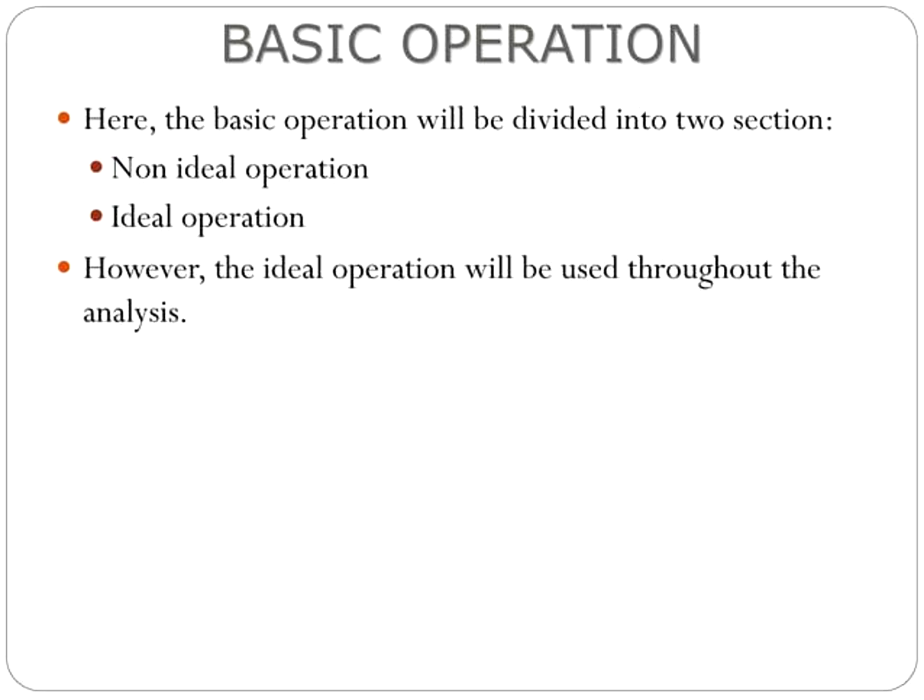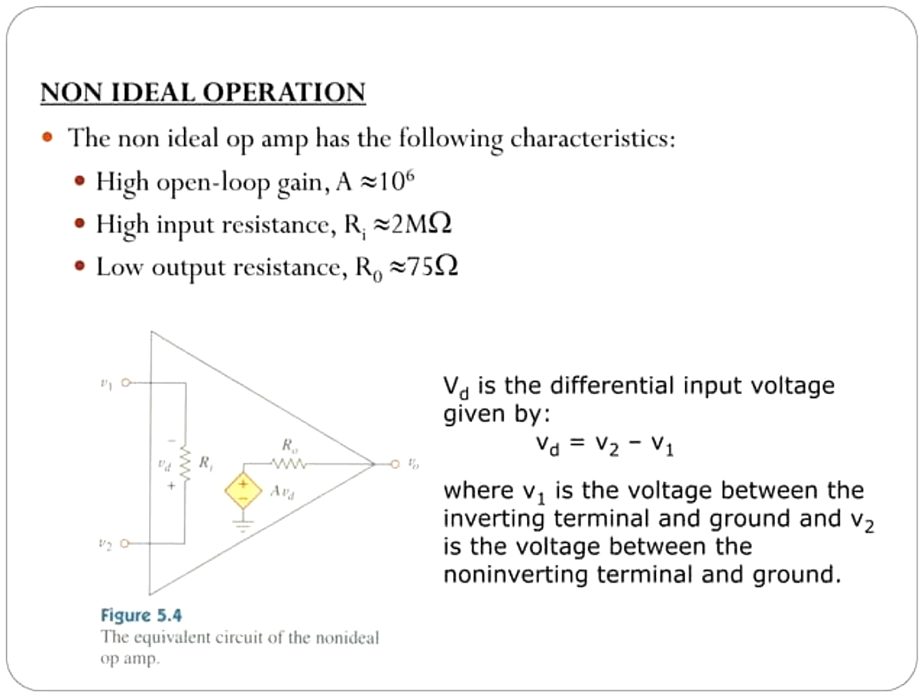The basic operation of this operational amplifier will be divided into two sections. One is non-ideal operation and another one is ideal operation. However, the ideal operation will be used throughout the analysis. So we are going to see the operating principle of ideal operation. First we will see what the non-ideal operation means and what all the parameters we have in this operational amplifier.